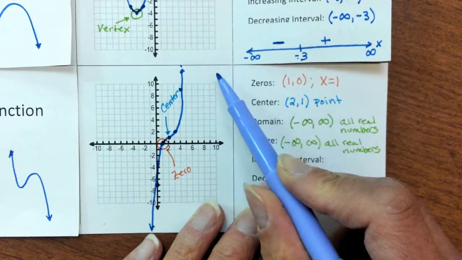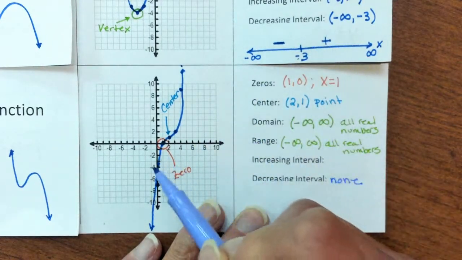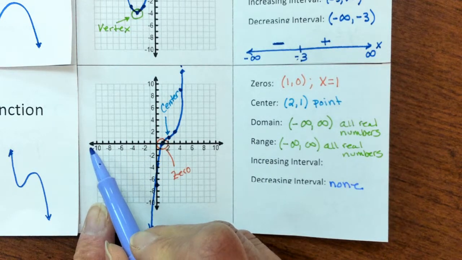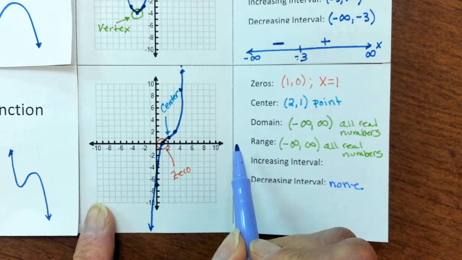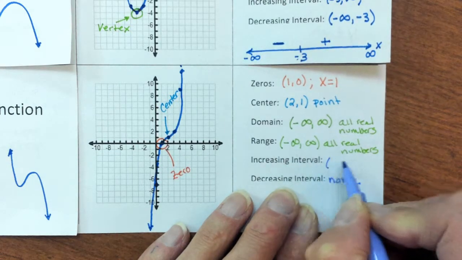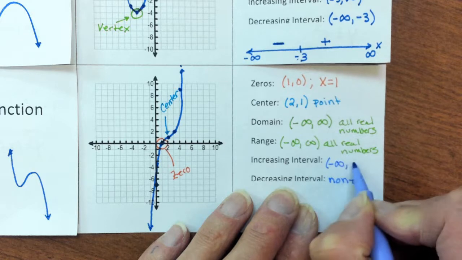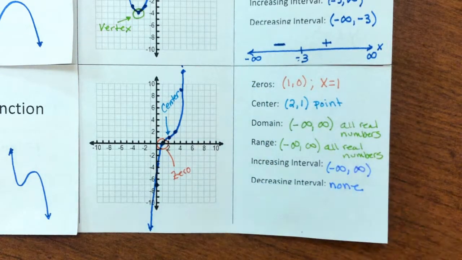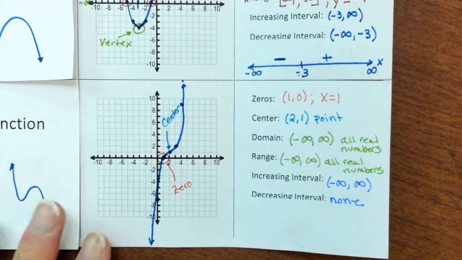Okay? Only increasing. And remember, I'm looking for my values of x. So my values of x start from -infinity to +infinity. So my increasing interval is from -infinity to +infinity. The entire function is increasing. All values of x make the function increase. So that's what that means. So that's the basics of analyzing a graph.